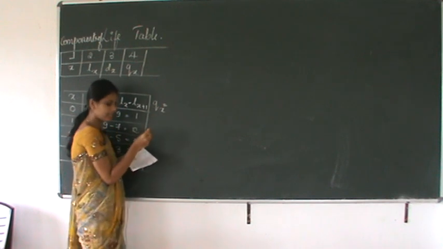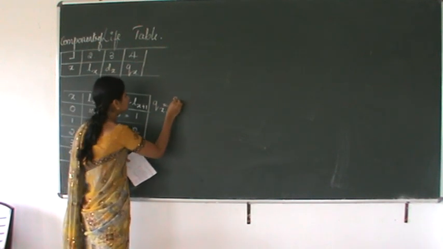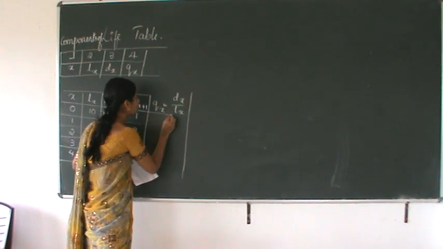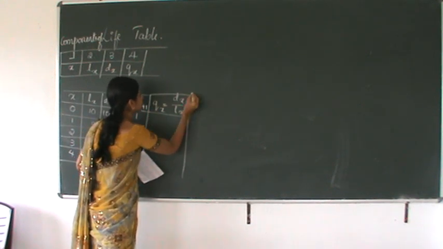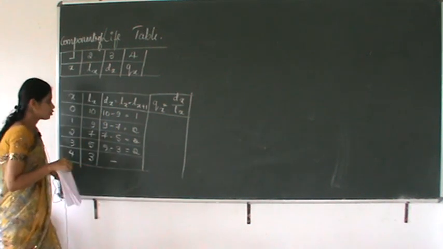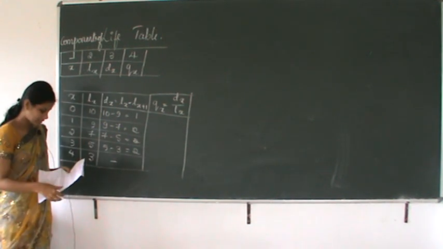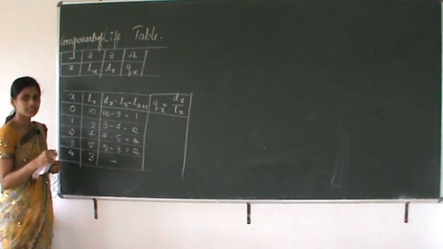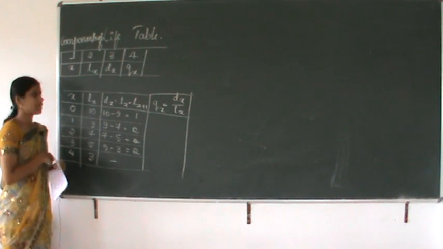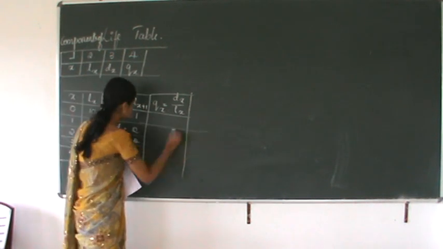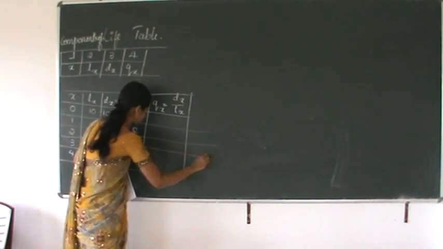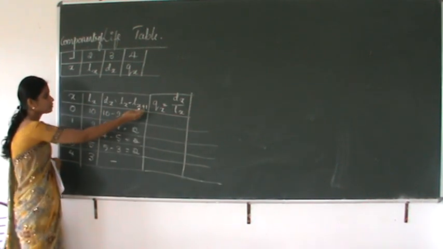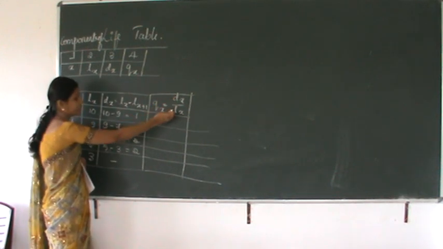How to calculate this qx? qx is equal to dx divided by lx. This is the formula to calculate qx. So it is also called the mortality ratio, the probability that a person will die before reaching the age x plus 1. So how to calculate this qx? For example, here qx is equal to dx divided by lx.